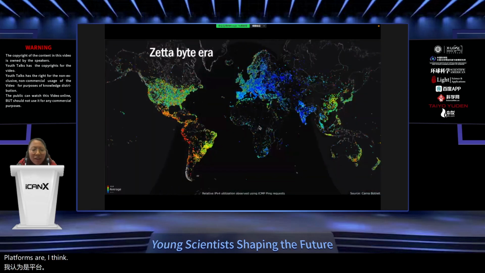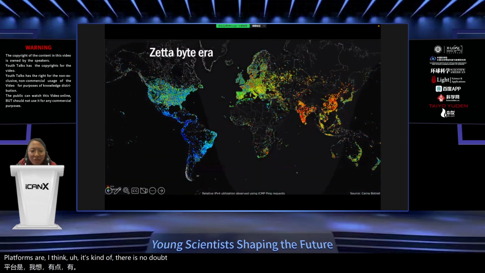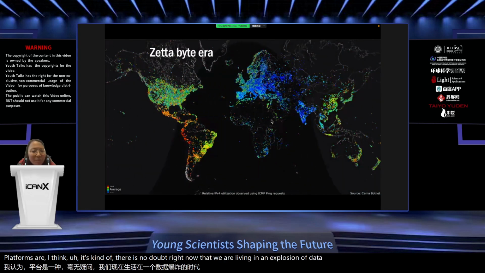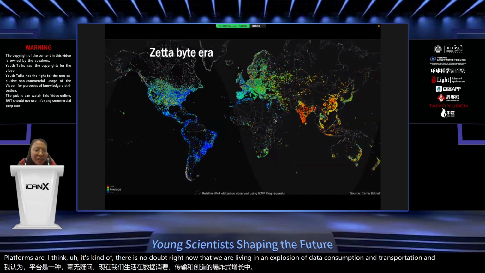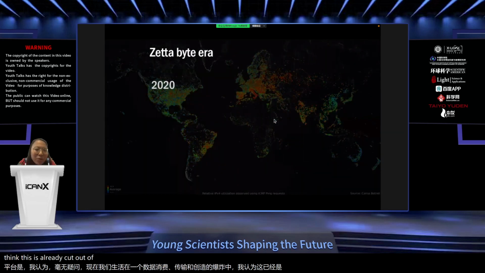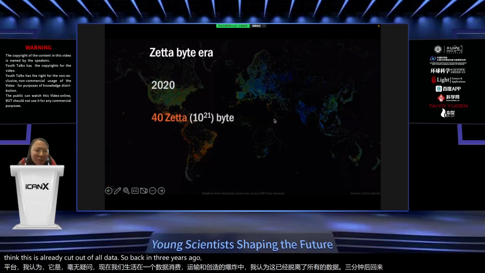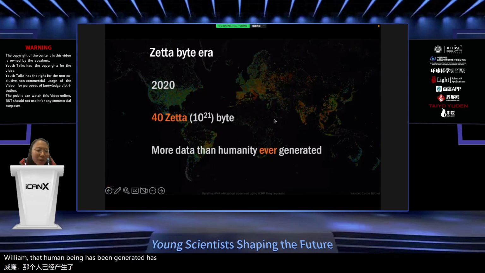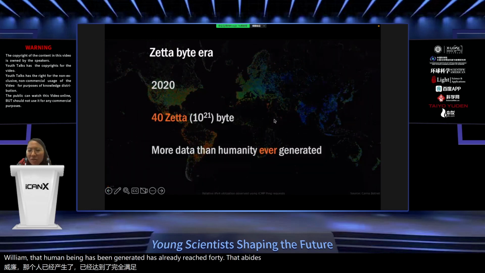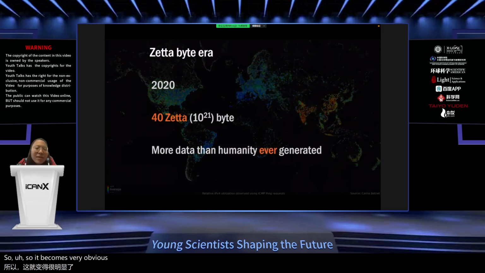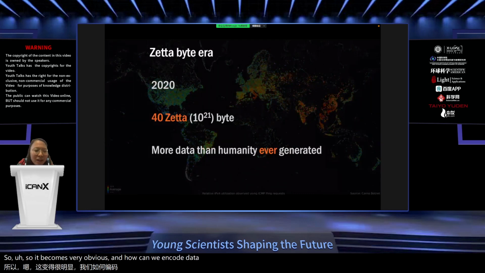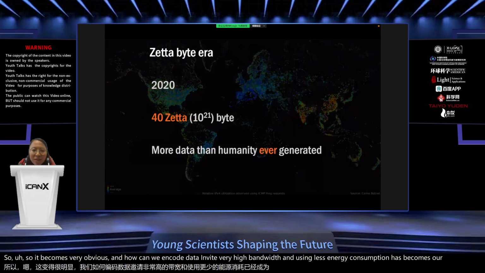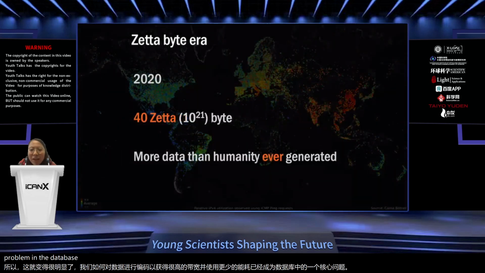I think there's no doubt right now that we are living in an explosion of data consumption, transportation, and creation. I think this is already kind of old data. Back 3 years ago, the total data volume that human beings have generated had already reached 40 zettabytes. So it becomes very obvious that how we can encode data in very high bandwidth and using less energy consumption has become a central problem in the zettabyte era.